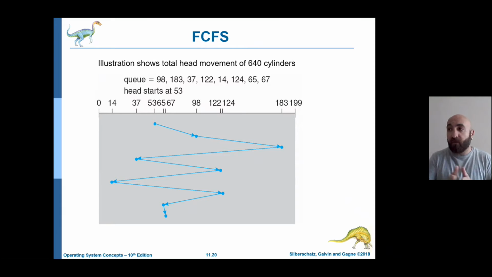So this is how the first come, first served algorithm works, and this illustration shows that the total head movement of cylinders will be 640, because we start at this point and serve the requests in the order they come, and that means we have a total of 640 cylinders of head movement.